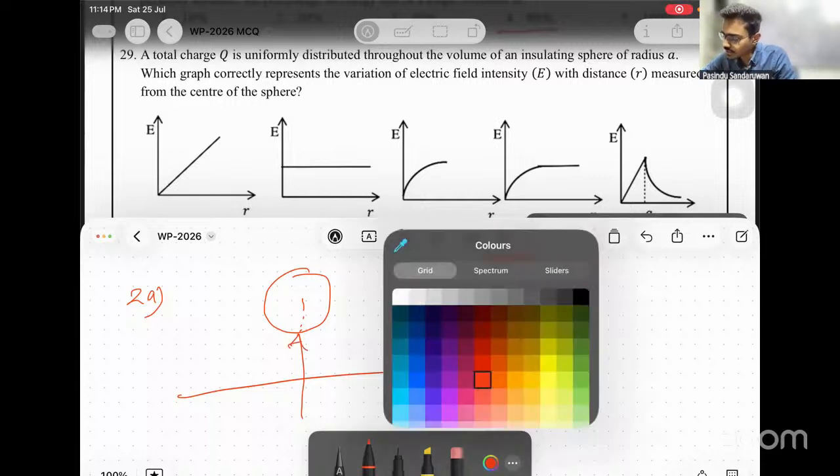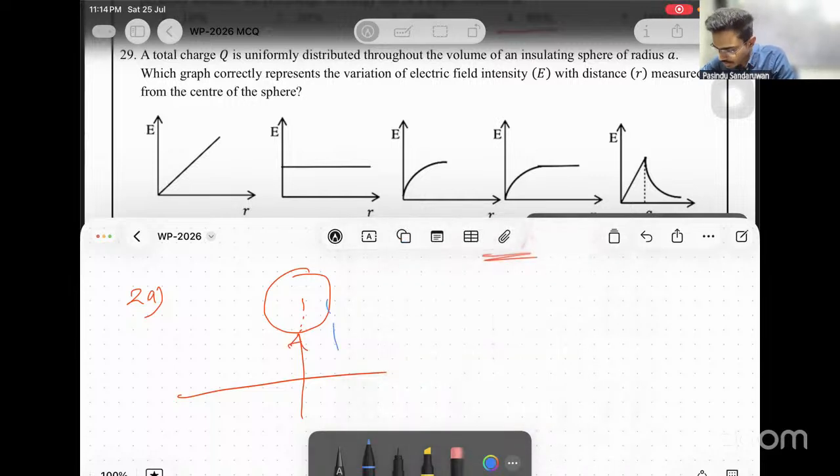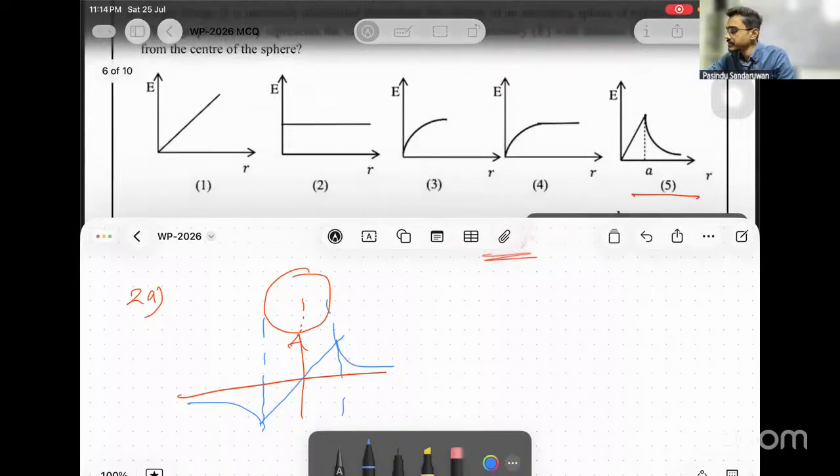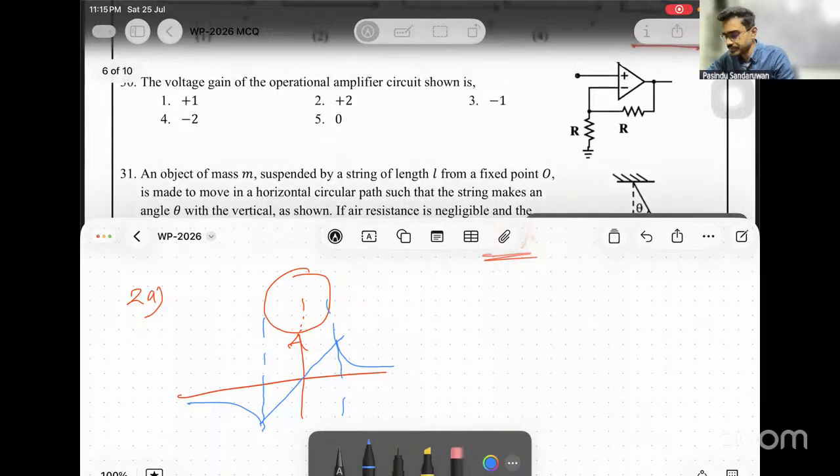For an insulator sphere, the field is non-zero inside also, right? So the variation we get is something like this. Then only this side is given, that is 5. Question 30.